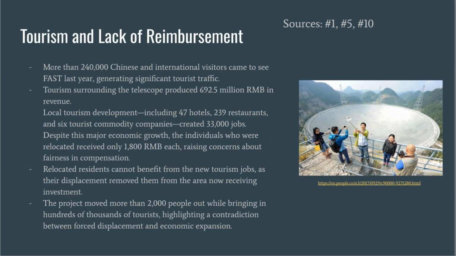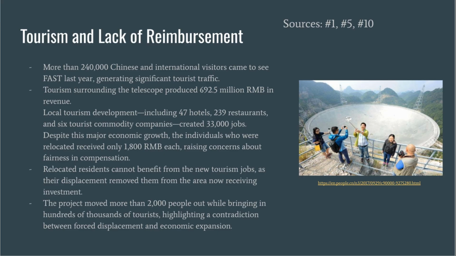Finally, what makes FAST especially controversial is what happened after people were removed. In the past year alone, over 240,000 tourists, both Chinese and international, visited the telescope. Tourism around FAST generated about $692.5 million in revenue. This rapid development led to 47 hotels, 239 restaurants, and 6 tourist goods companies, providing over 33,000 jobs.